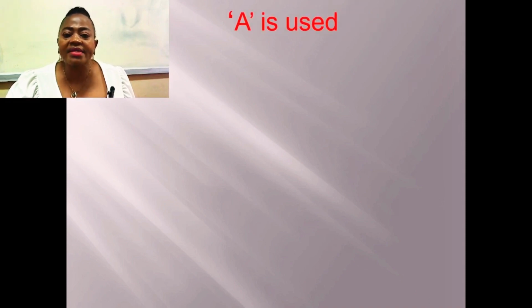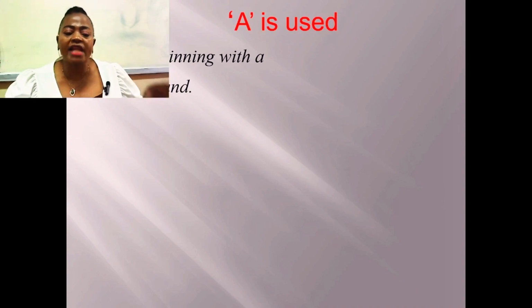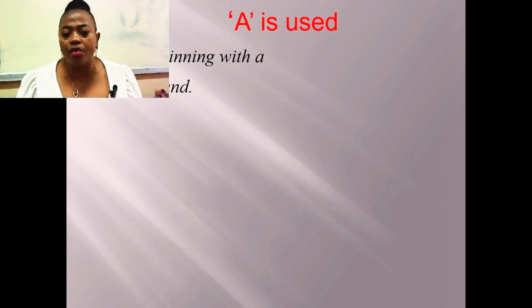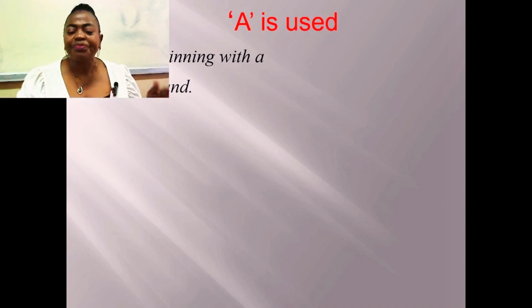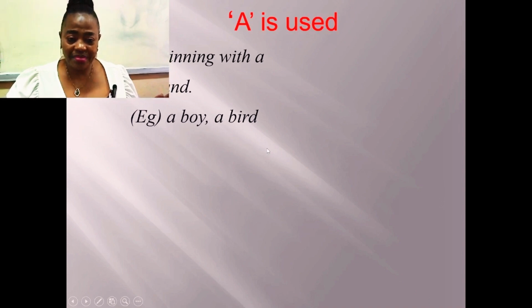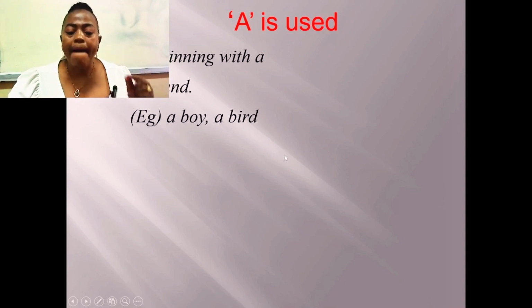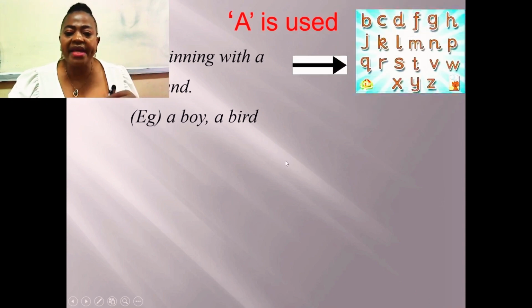Now, how do we use a? When do we use a? We use a before a word that begins with a consonant sound. Remember, in English we have two sounds: the consonant sound and the vowel sound. Now we use a with words that begin with a consonant sound. For example, a boy, a bird. Boy begins with b. B is a consonant sound. A bird begins with b. B is a consonant sound.